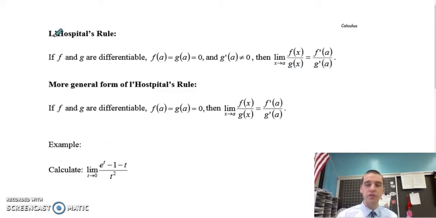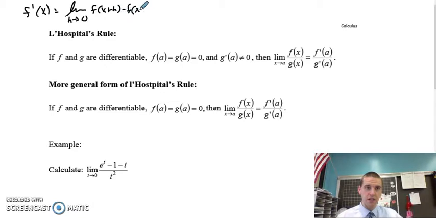L'Hopital's is kind of going backwards from what we are used to. We're used to using limits to give us derivatives. My example here is that we know f prime of x equals the limit as h approaches 0 of f of x plus h minus f of x all over h. What we're doing here instead is using derivatives to give us limits, kind of using what we know to go backwards a little bit. So here's the rule for L'Hopital's, which makes finding limits that are difficult much more useful.